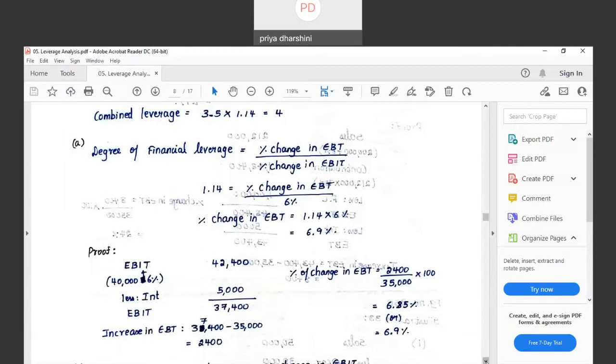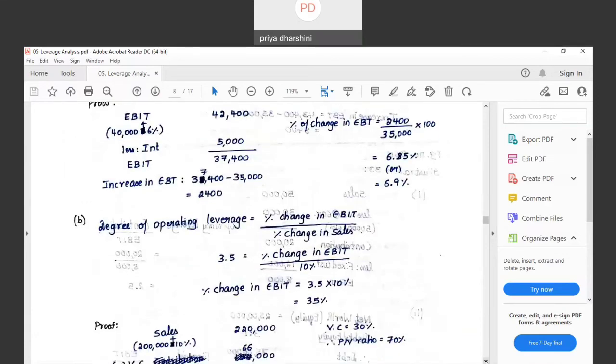Right. Again, in the same sum, they are asking you, using the concept of operating leverage, by what percentage will EBIT increase if there is a 10% increase in sales? Degree of operating leverage is percentage change in dependent variable divided by percentage change in independent variable. What is the dependent variable here? EBIT. What is the independent variable? Sales. So percentage change in EBIT divided by percentage change in sales.